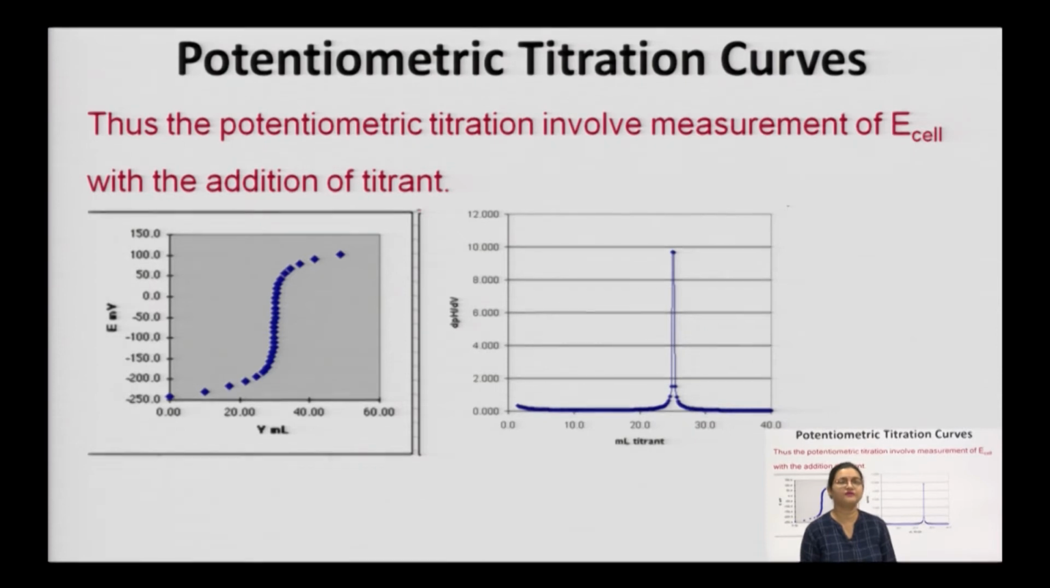This is the graph. Elaborately I have shown the graph here. How can you plot the graph? On the x axis we will plot the volume, and on the y axis this is the E, meaning electrode potential, which is measured from the voltmeter, the potential difference measured from the voltmeter, and this is the volume which is added during the titration from the burette.